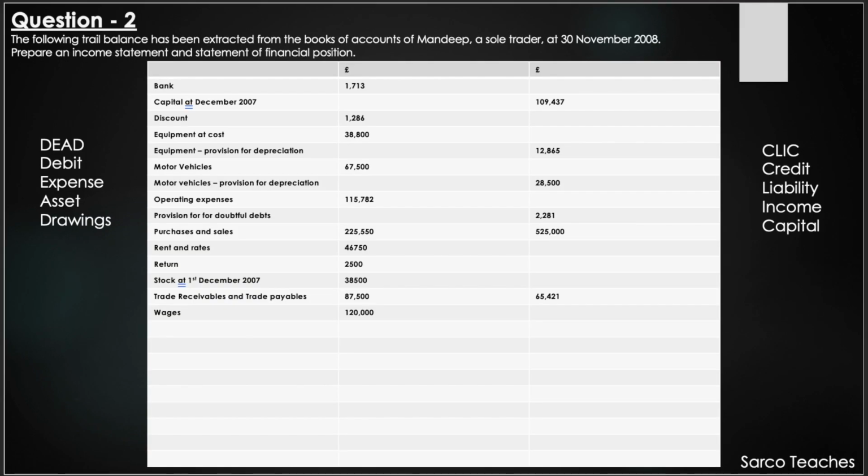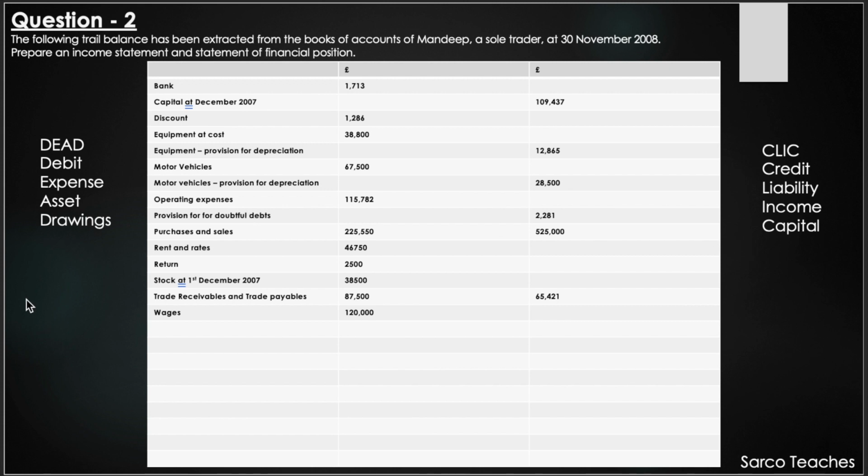Now we are on our second question. Our second question says the following trial balance has been extracted from the books of account of Mandeep, a sole trader, at 30 November 2008. Prepare an income statement and statement of financial position. To be able to do this question, you must know DEAD CLIC. DEAD stands for debit, expense, asset, drawings, and CLIC stands for credit, liability, income, capital.